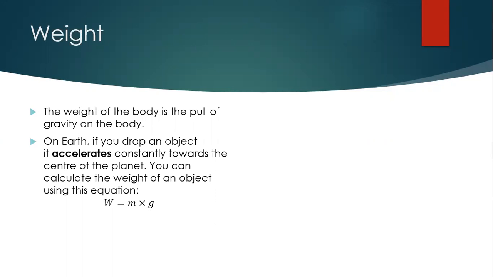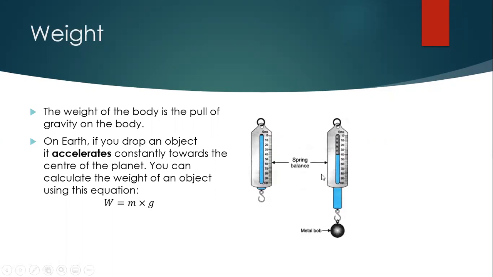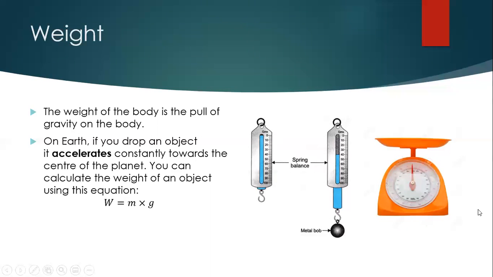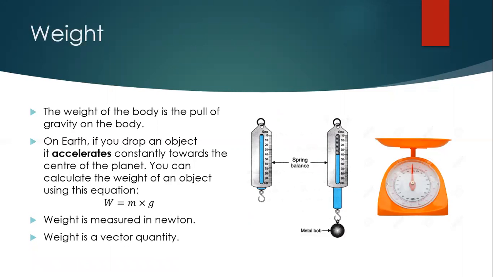Now we can use different instruments to measure the weight. A spring balance can be used to measure the weight, and a compression balance can also be used. As I told you earlier, weight is measured in Newton and it is a vector quantity, because the weight of a body does not remain constant. According to Newton's law of gravitation, gravitational force is inversely proportional to the square of the distance from the center of the earth. So, my dear student, there is a big difference between weight and mass.